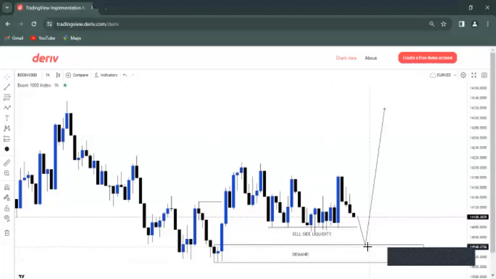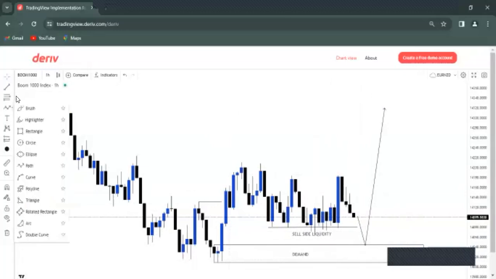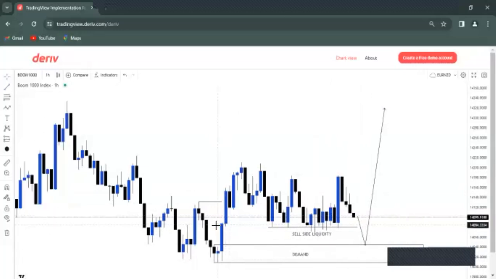In the mitigation process, we have to fill the imbalances that are left behind by the market to try and rebalance the market again. So we have this imbalance here. I talked about imbalance yesterday, along with liquidity. We have this imbalance here, as you can see.